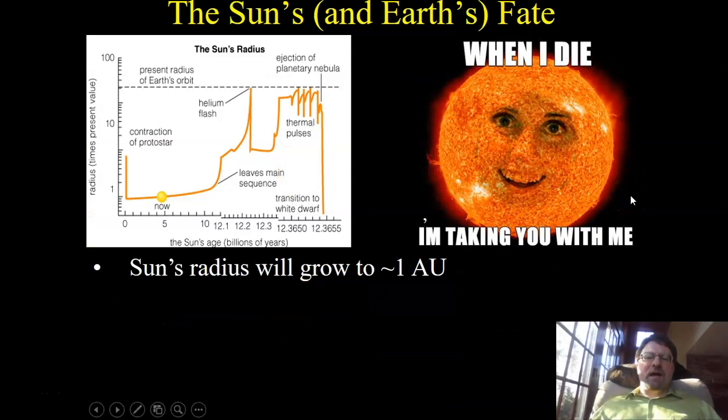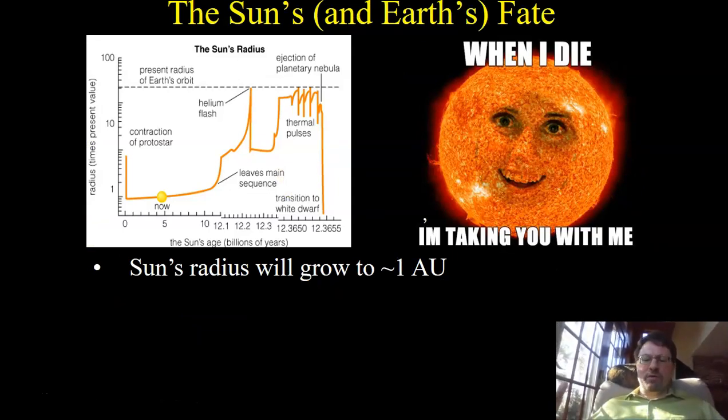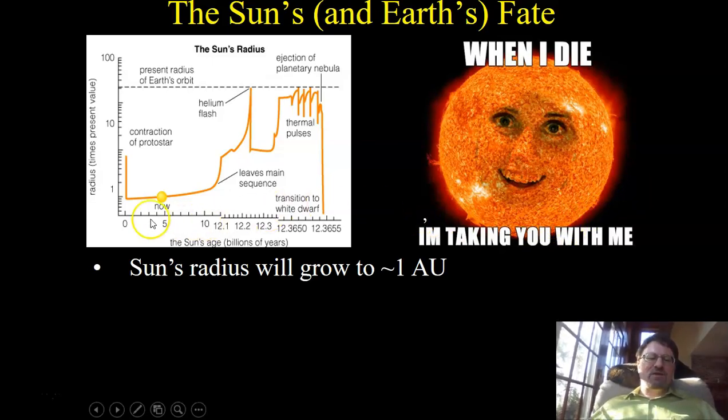So the sun will go through these stages we've been talking about, and the Earth will be a bystander orbiting around it as it happens. Let's take a look at what the radius of the sun versus time is going to look like. Here, this line dropping downward is when the proto-sun was in the process of forming the sun. It collapses down to form something about 90% the radius that it currently has. Over the last 4.5 billion years, the sun has been very gradually growing in its radius.